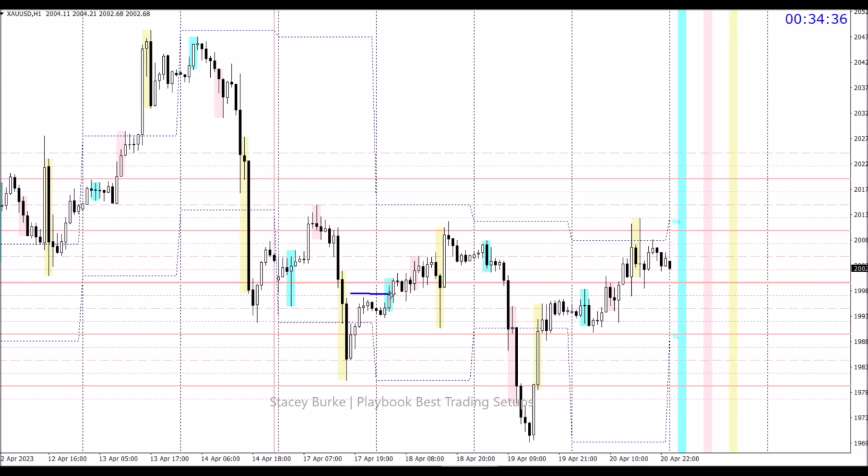Escalator. 1, 2, 3. Engulfment. And collapse. Now we're back into a day 1, a day 2.